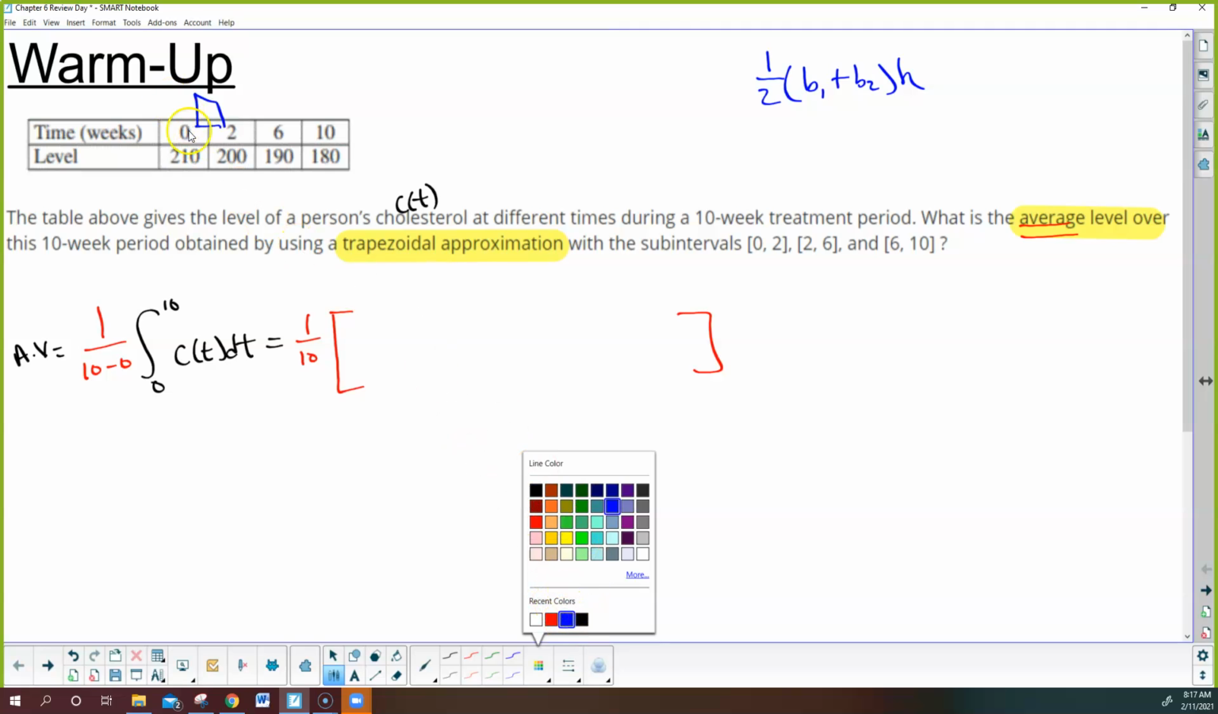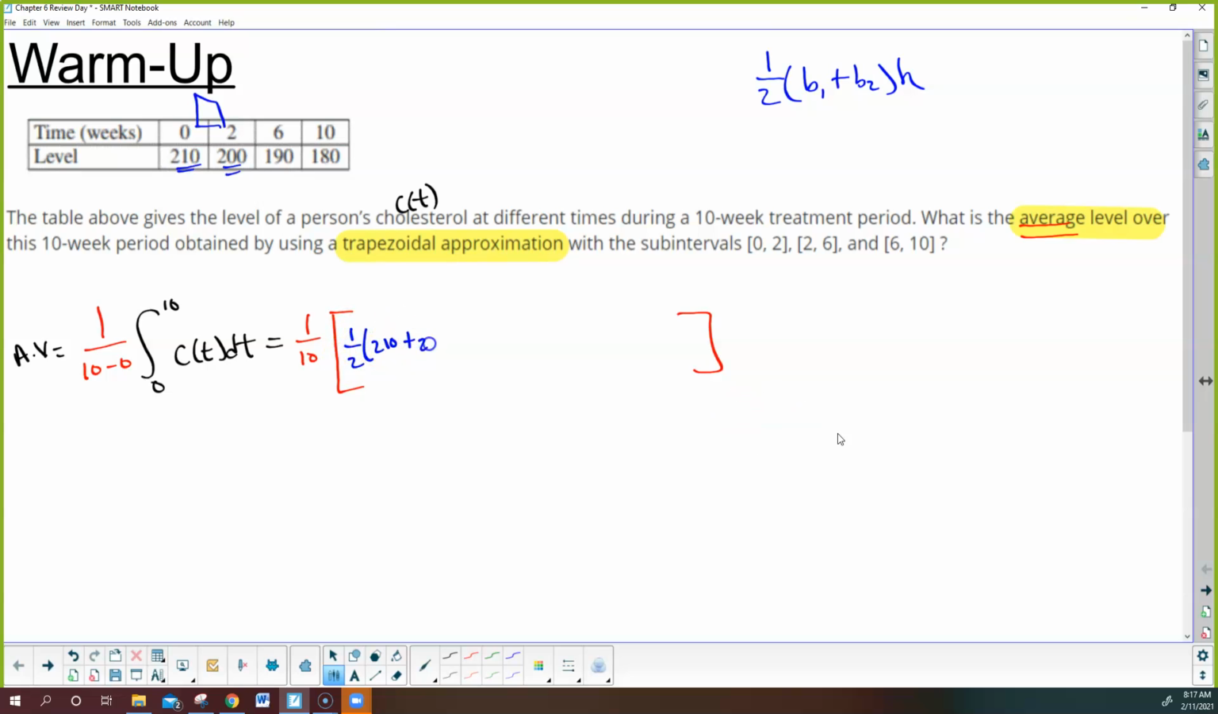to get the average. But I have to then do base 1 plus base 2, and the height in this case is the width between. So I've got 1/2 times base 1 plus base 2 times the height. And there's the area of my first trapezoid. And then I'm going to do the next one. That's the interval from 2 to 6. And if I draw it quickly, it'll look like that.